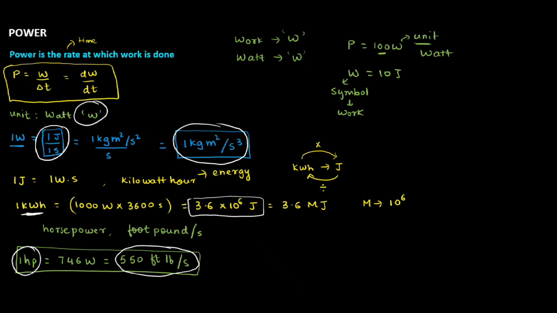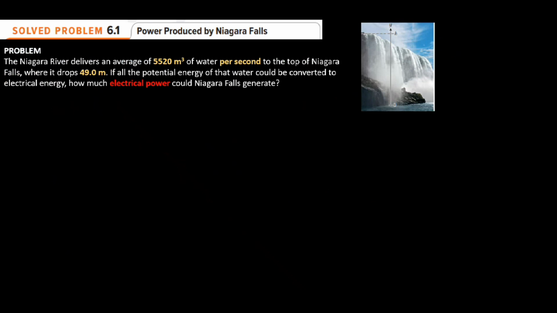Now let's use the rule of power to solve a problem. Solve problem 6.1. Power produced by Niagara Falls. Question says, a Niagara River delivers an average of 5520 meter cube of water per second to the top of Niagara Falls, where it drops 49.0 meter. If all the potential energy of that water could be converted to electrical energy, how much electrical power could Niagara Falls generate?